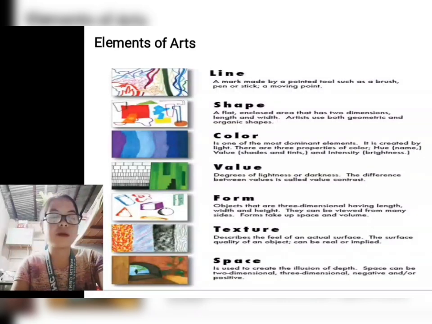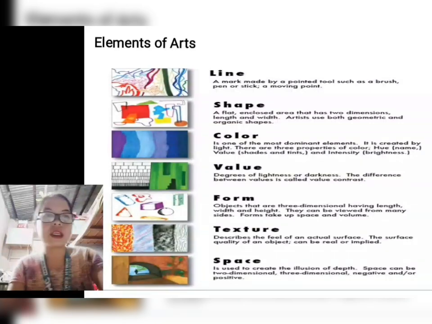objects that are three-dimensional having length, width, and height. They can be viewed from many sides. Forms take up space and volume. Then texture describes the feel of an actual surface. The surface quality of an object can be real or implied. Then last, space is used to create the illusion of depth. Space can be two-dimensional, three-dimensional, negative, and or positive.